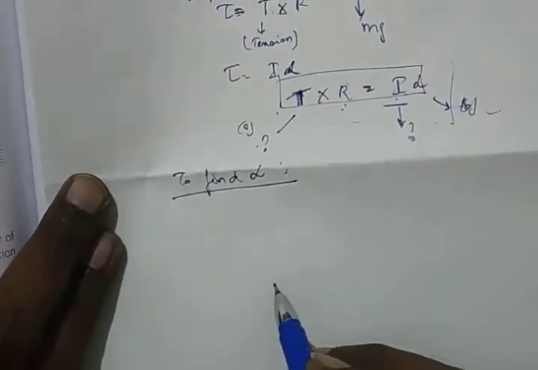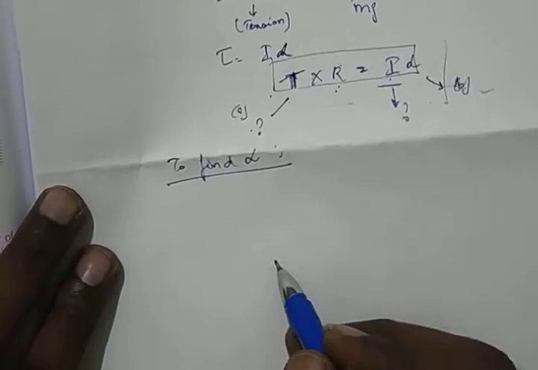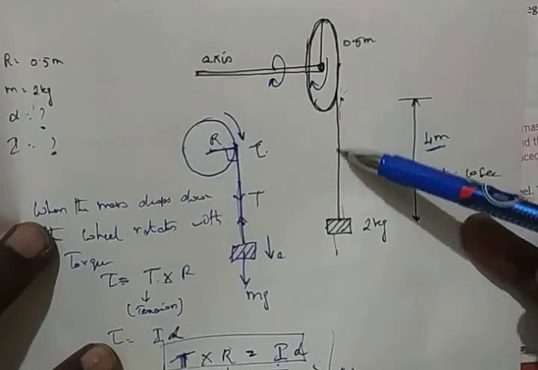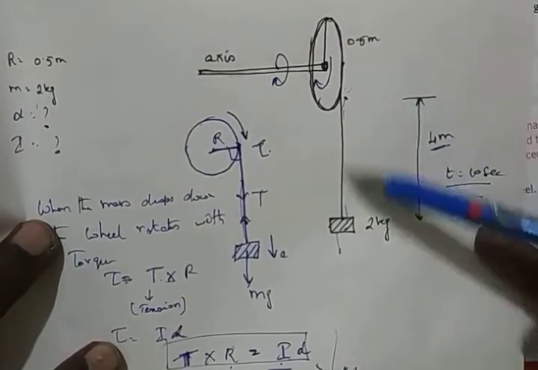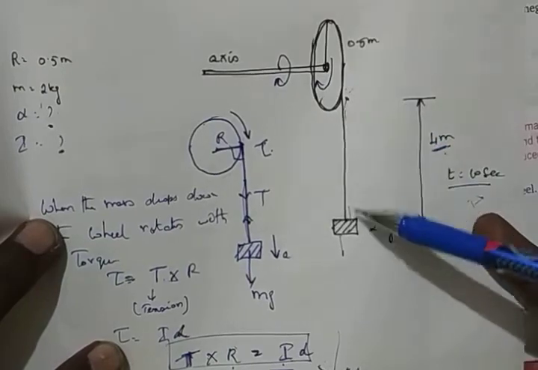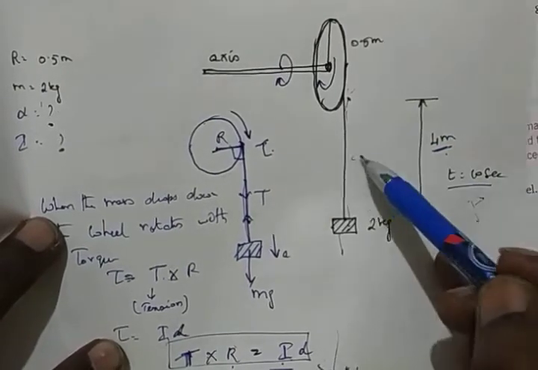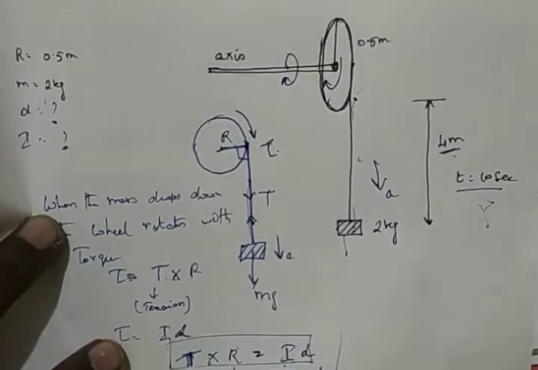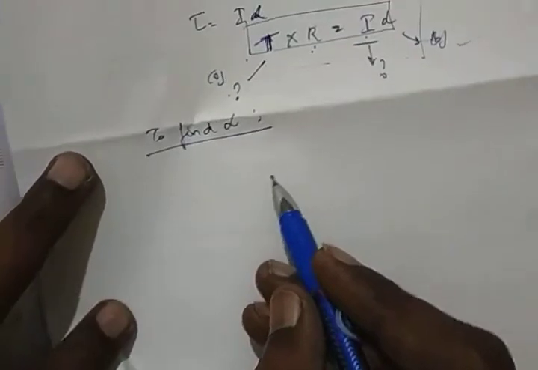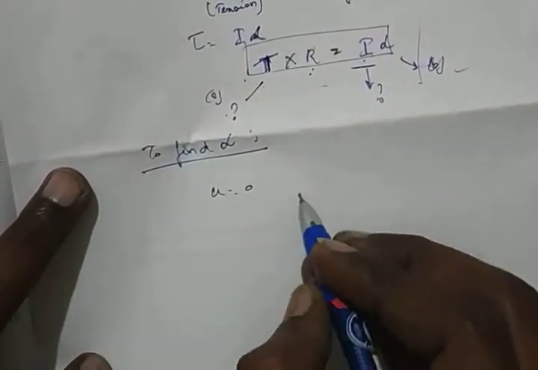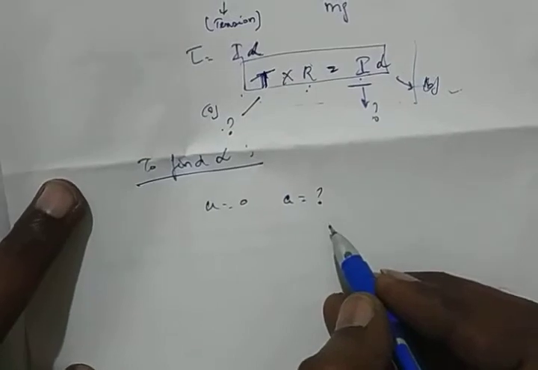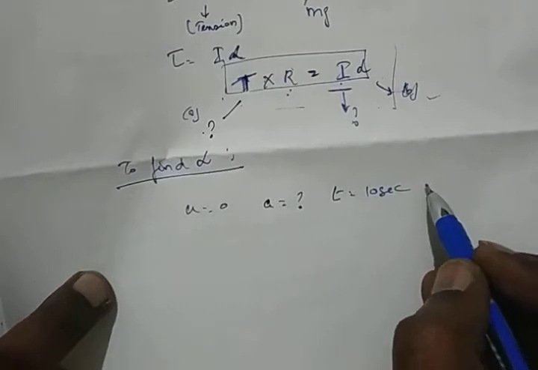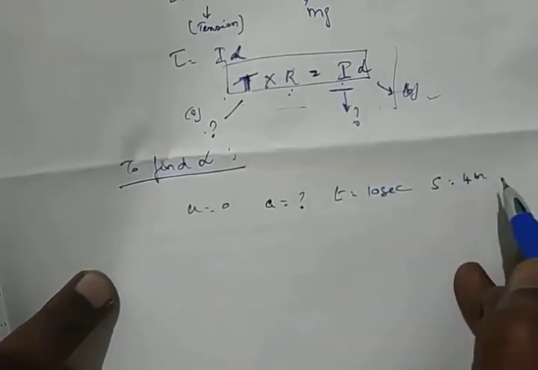alpha. If you want to find out alpha, what you can take is, it is dropping, the 2 kilogram mass, it is dropping for 4 meters. From here to here, 4 meters, it is dropping down with an acceleration A, in a time interval of 10 seconds. So what you can write here is, initial velocity is 0, acceleration is equal to question mark, and time taken is equal to 10 seconds, and distance is going to be equal to 4 meters.